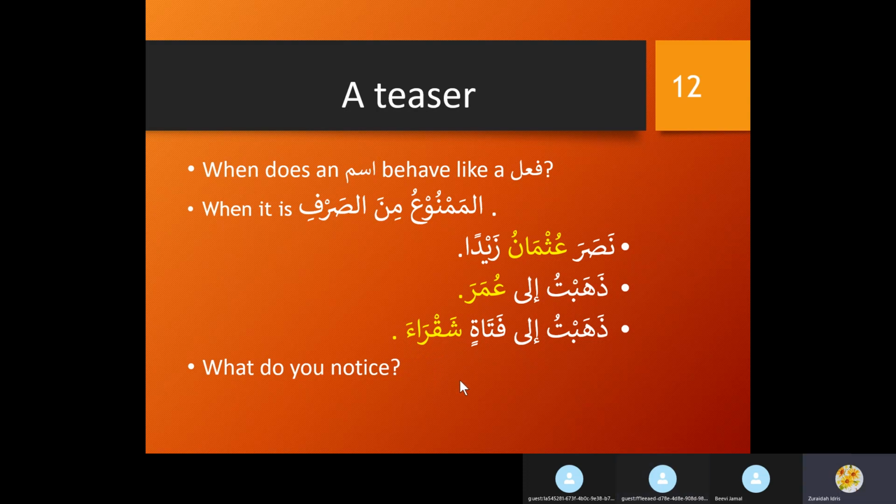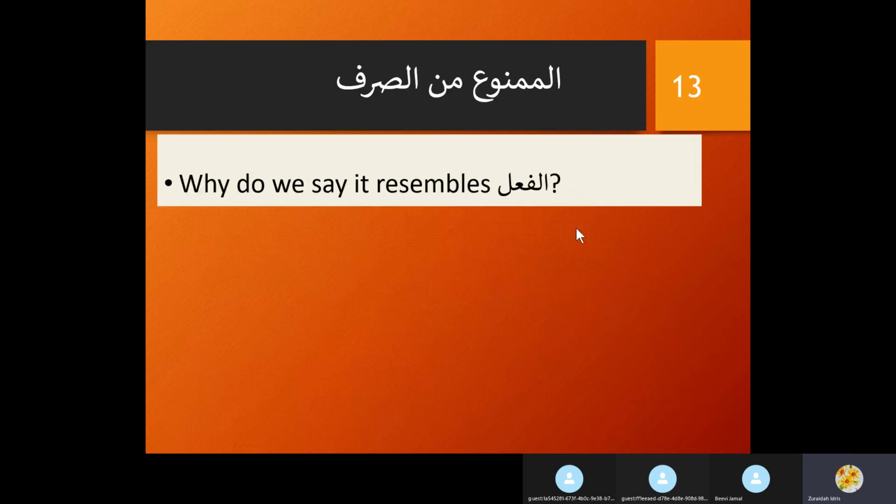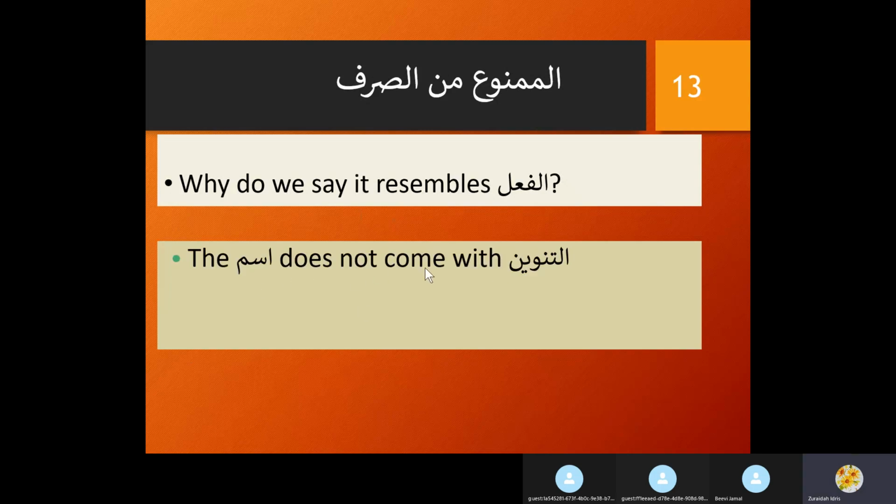Okay, so this is the definition of mamnu' min as-sarf. Very simple definition. So when does an isim behave like a fi'il? When I say this, what I actually mean is when can an isim not take a jar sign. It doesn't have a kasra. It cannot take a kasra. So why do we say it resembles a fi'il? First, the isim doesn't come with a tanween. Then it's behaving like a fi'il, because tanweens don't appear on fi'ils. And then it does not come with a kasra. By right, isims can become jar, but this one doesn't.